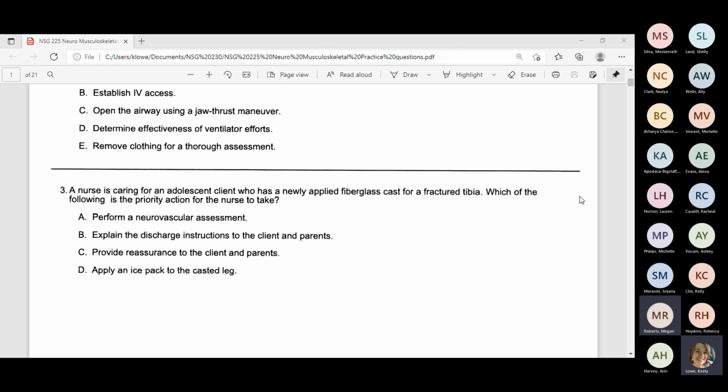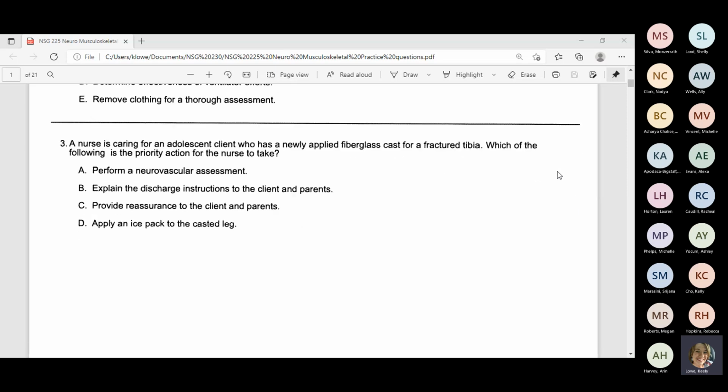Perform a neurovascular assessment. Why? You want to make sure that your blood flow is not being compromised. Yes, we're assessing for a complication. And I also look at those answers and I say, which one's an assessment, which one's an intervention, which one's an evaluation? And assessment, if we're talking about prioritization, always comes first, right? All right, great.